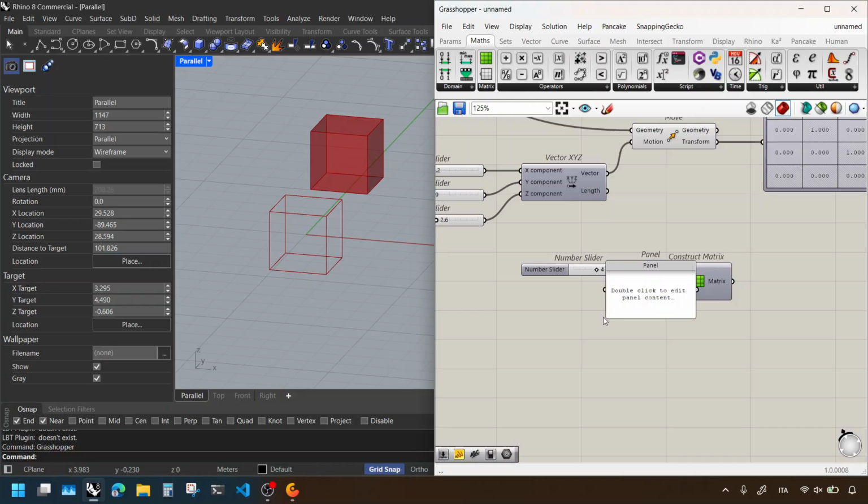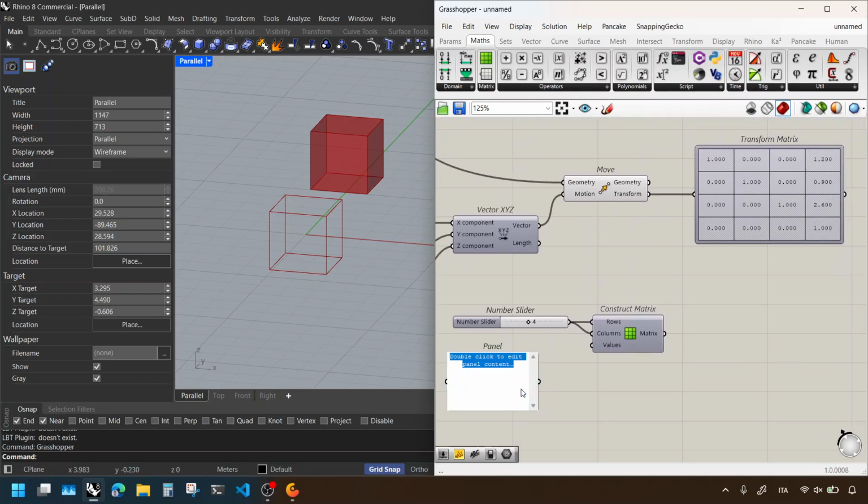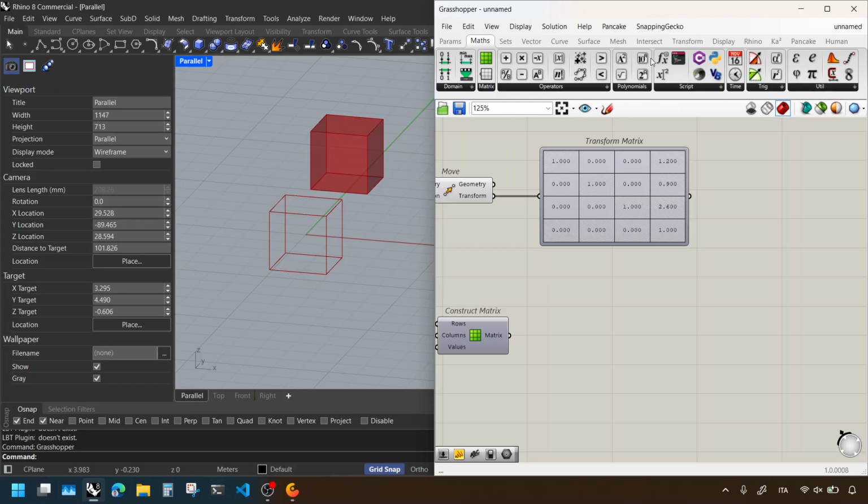And then the values. The values are, well, first row is just 1, 0, 0, and then 1.2. Second row is 0, 1, 0, and then a 0.9. Okay. And then the third row is 0, 0, 1, and then 2.6, and then 0, 0, 0, 1. Okay, so that would be all the coefficients. We drop them in values and we get a matrix. Okay, and then we can use that to do a transformation.